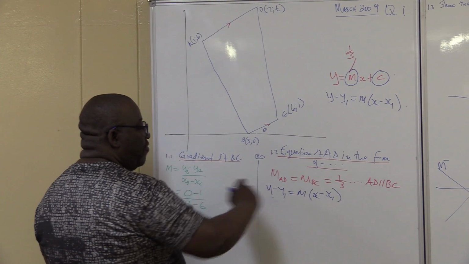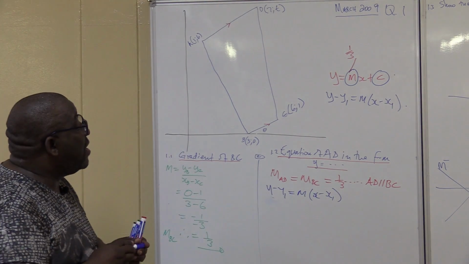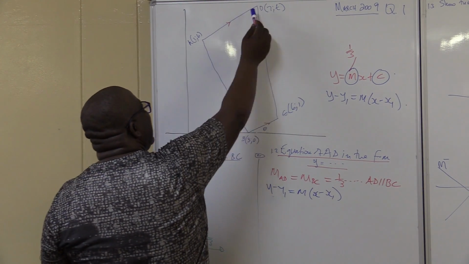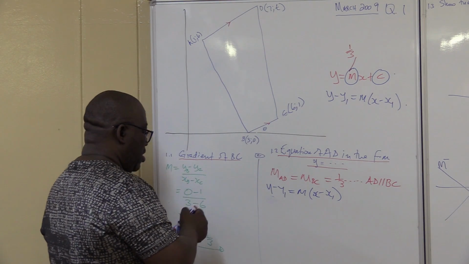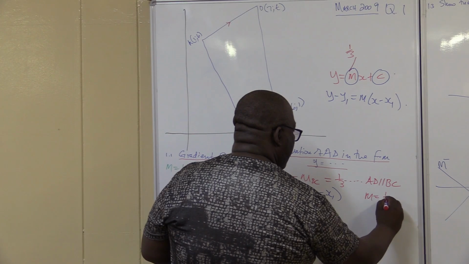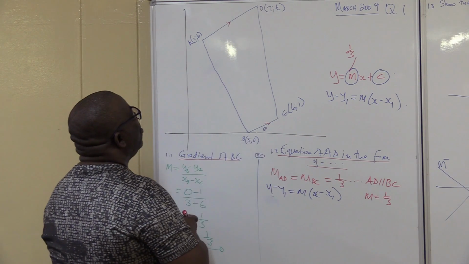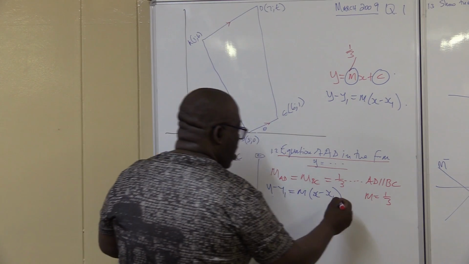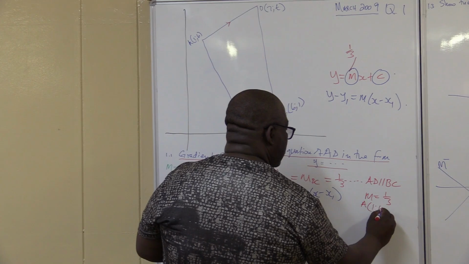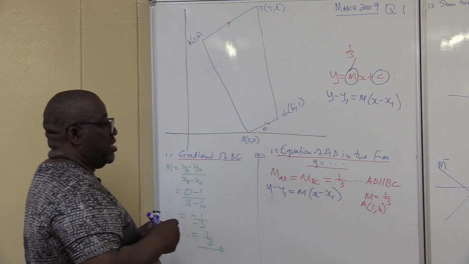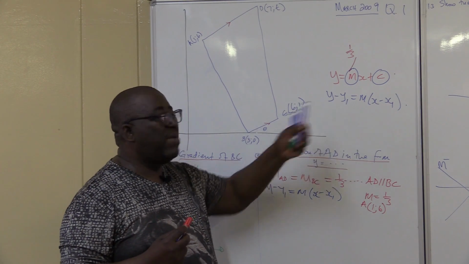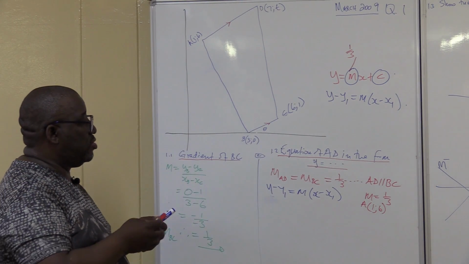Okay. Let's see what we have in that graph, in that formula. What is it that we have there? He says, number one, we know the gradient. We know that m is equal to 1 over 3. What else do we know? We also know point A. What are the coordinates for point A? (1, 6). It is advisable that whenever you have a gradient and a point, just go and use this formula. It makes life easier, especially when dealing with paper 2.